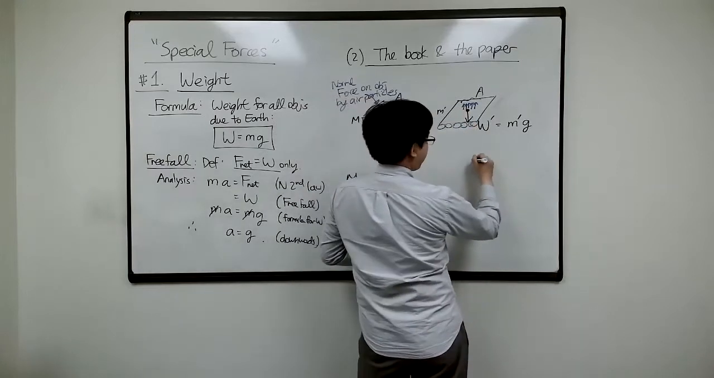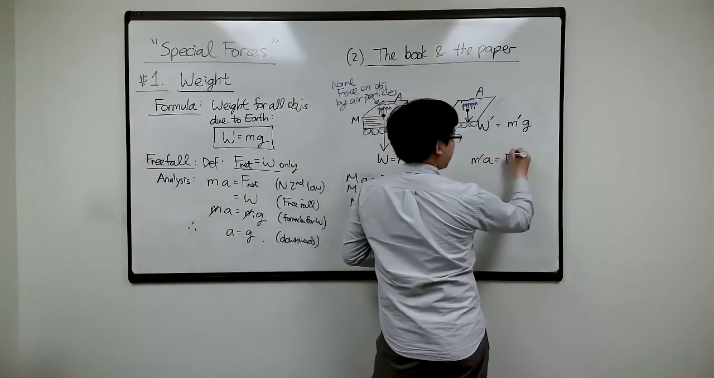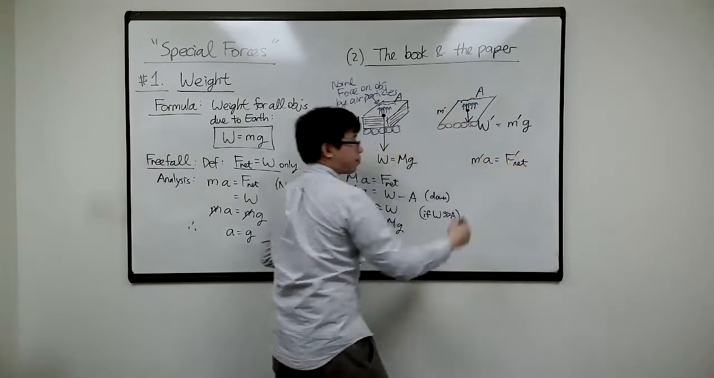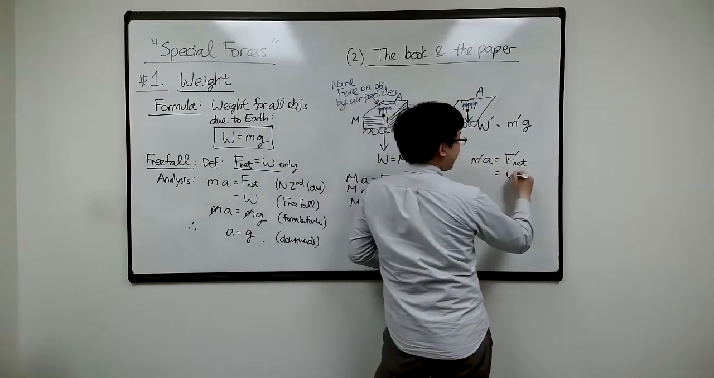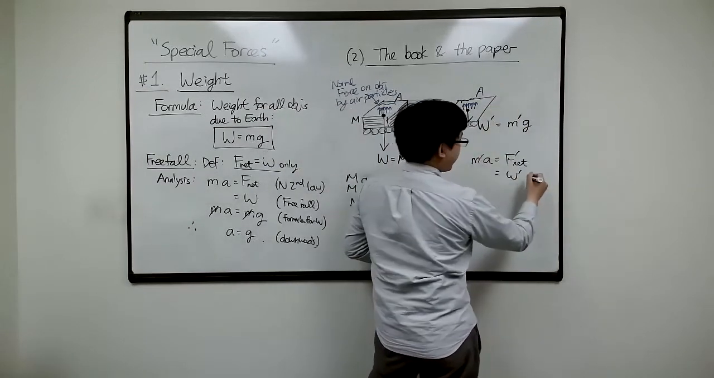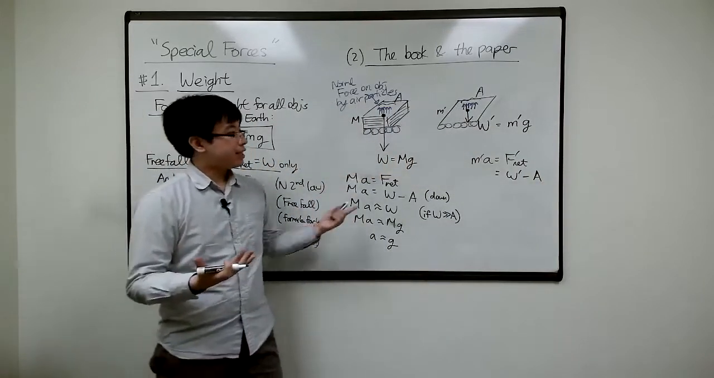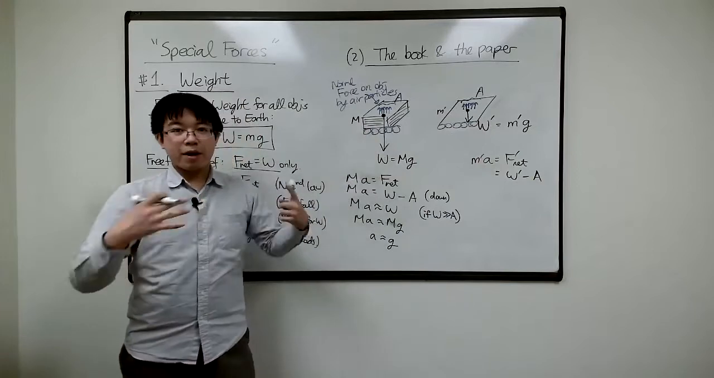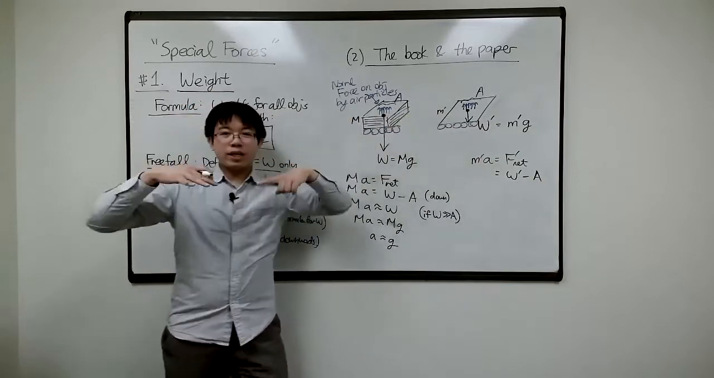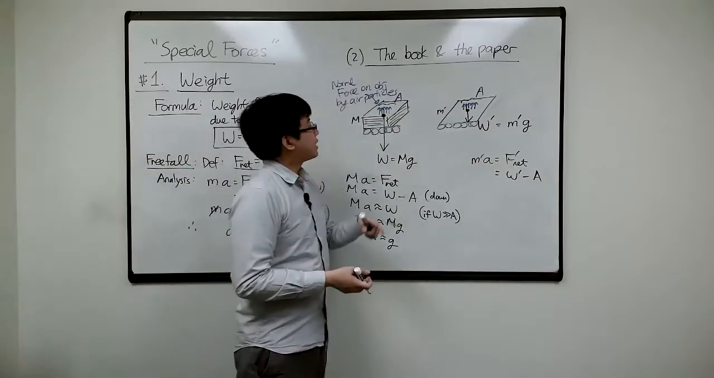Now we can do the same analysis and look at the net force on the prime object. In this case, again, same thing as here. Now notice I use the same A because it's the same air resistance. Like I said, the air particles do not care about what the mass of that object is.